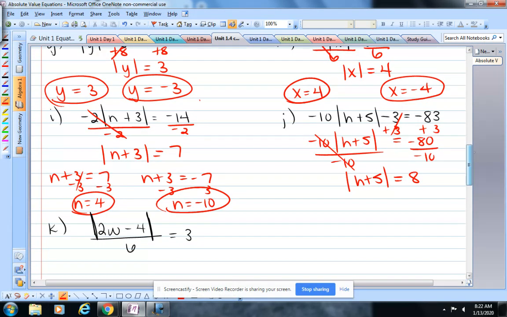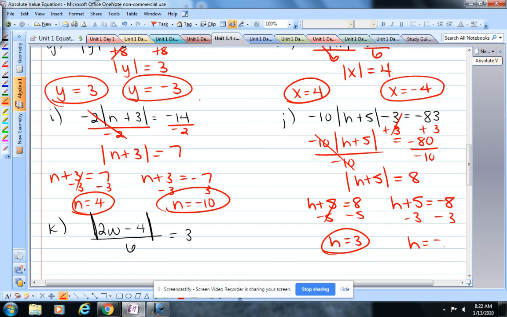Make 2 equations. So h plus 5 equals 8, and h plus 5 equals negative 8. And how do we solve for h's? Good. H equals 3. Oh, I'm supposed to subtract 5, aren't I? Sorry. I'm supposed to be subtracting 5. It's negative 13, isn't it?